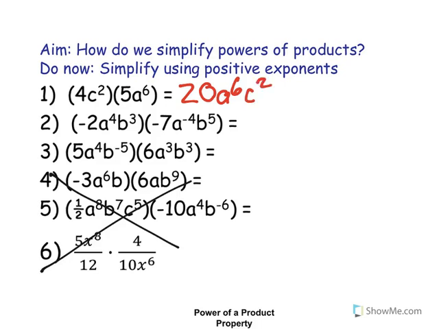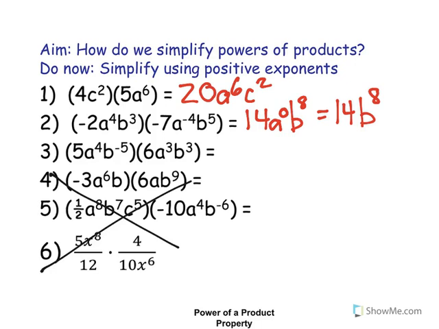For the next one, we're going to multiply our coefficients, which gives us a product of 14. I'll add my powers of a, which is 0. I'll add my powers of b, which is 8. So we know that anything raised to the 0 power is 1, so a to the 0 power is simply 1. So we can rewrite this simply as 14b to the 8th.